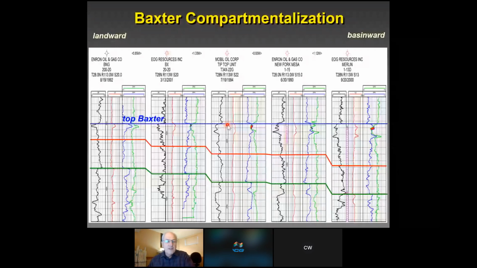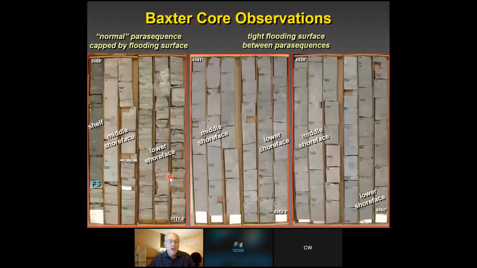The problem was when he was doing net sand, the parasequence at the top of the Baxter was thickening as you went into the basin. That's not how shorelines act. That's not how parasequences act. They should be thinning and interfingering with shales in the basin. So something was wrong, and he had me look at cores, and there are typical parasequences.